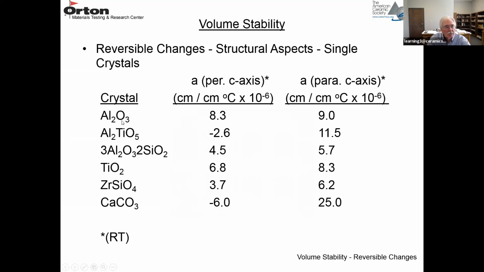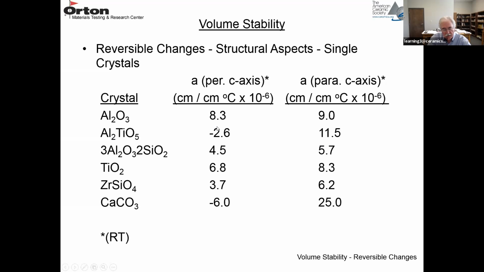And here's some examples. Alumina Al2O3, aluminum titanate, mullite 3Al2O3·2SiO2 is a very common refractory material. TiO2, zircon, another common refractory material, ZrSiO4, and then a calcium carbonate, CaCO3. So they're hexagonal structures. This is A perpendicular to the C-axis and A parallel to the C-axis. You can see that these have lower expansion coefficients than these on the right. Alumina is not too different, 8.3 and 9.0. Aluminum titanate is minus 2.6 and 11.5.